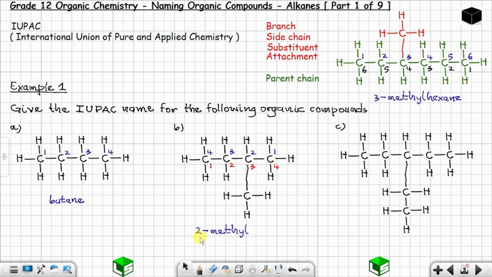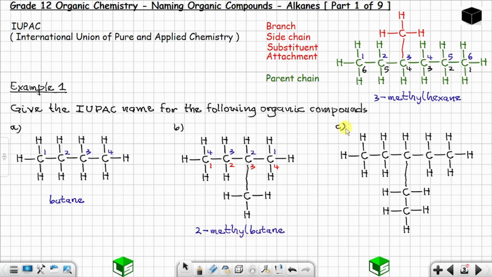So this tells you that on carbon number 2, you have a methyl group. And what is the name of the parent chain? You have 4 carbons. So you are going to use but, and you follow it by ane. So it will be butane. So the full name is 2-methylbutane.